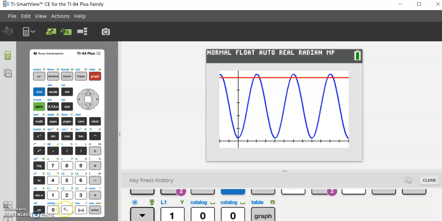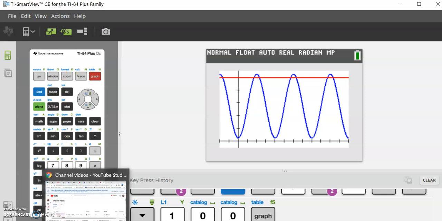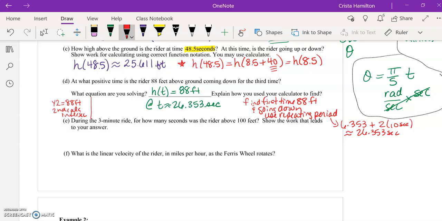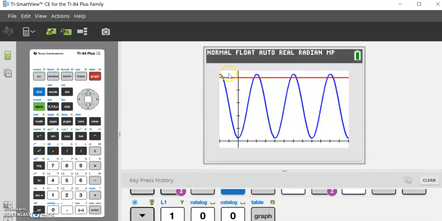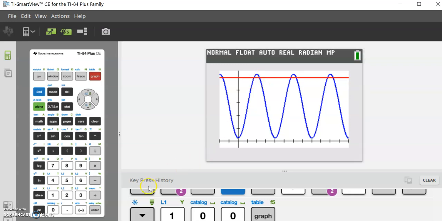Now we want to know, let me remind myself, how much time was the rider above 100 feet? I am going to use the repeating nature of this to help me out. If I could figure out how much I am above in one period, and I also knew how many periods there were in the 3-minute ride, then I could figure out the total time that I'm above 100 feet. So I'm going to pause, and I'm going to let you guys figure it out. You pause yours, come back, and check your answer.